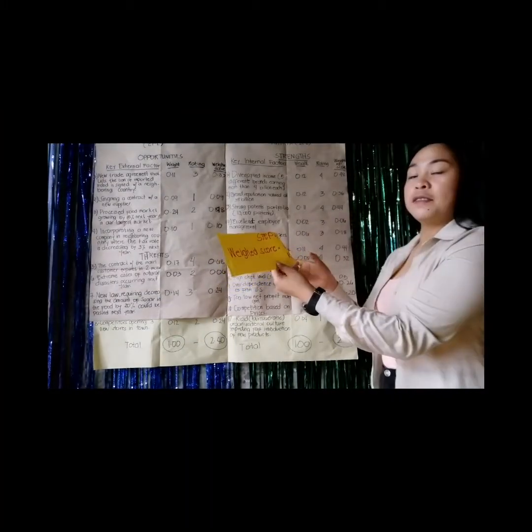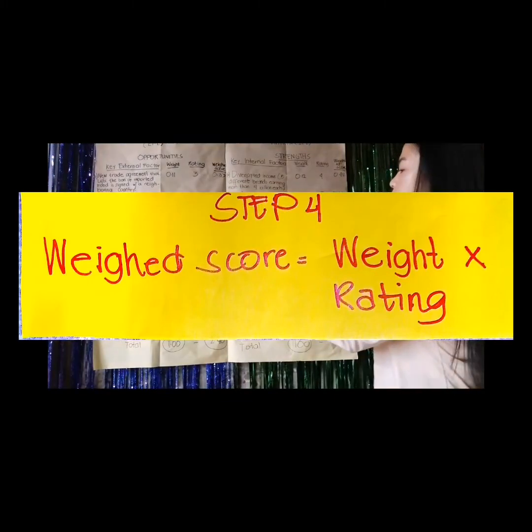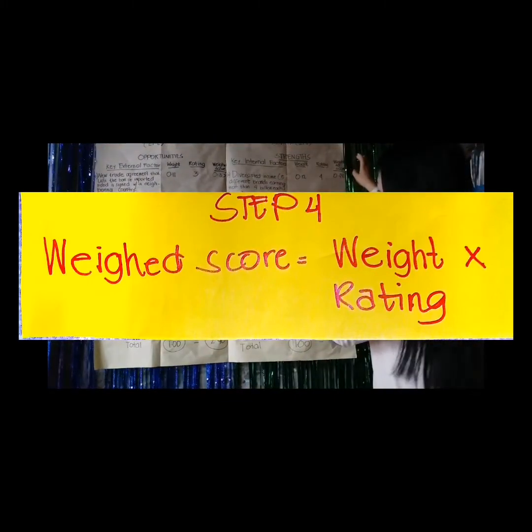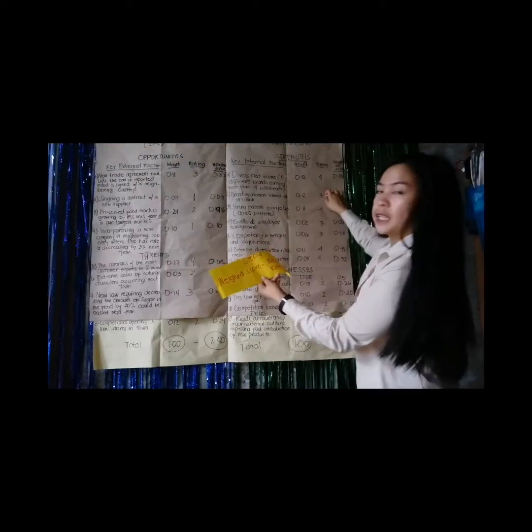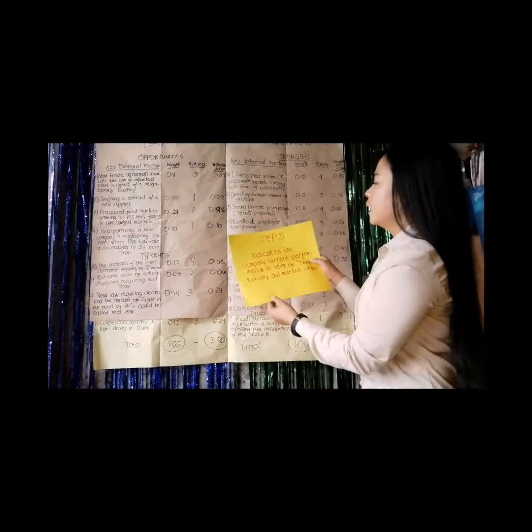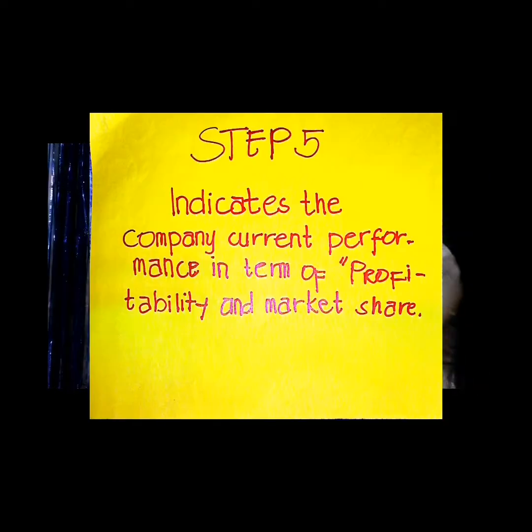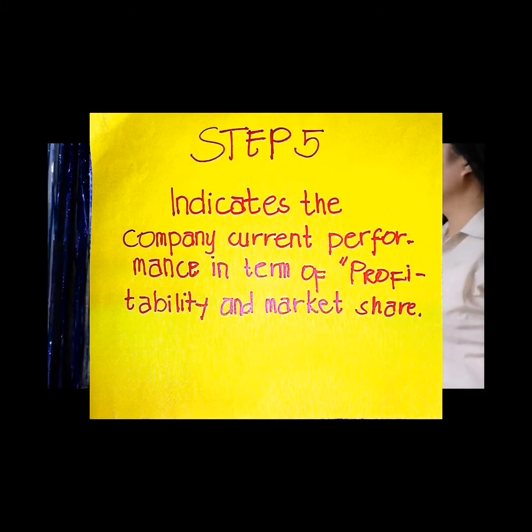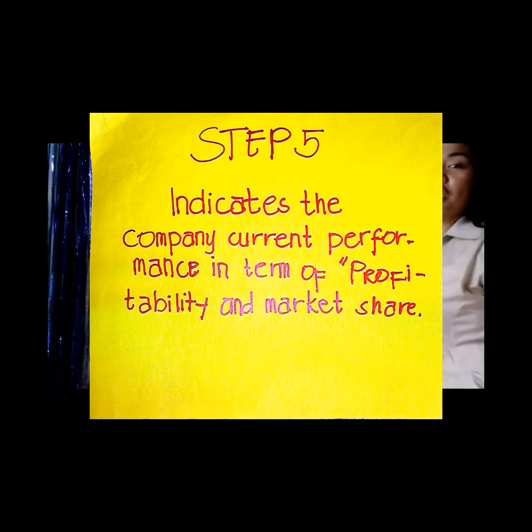For step 4, we have the weighted score, which is weight times rating. Step 5 is to indicate the company's current performance in terms of profitability and market share.